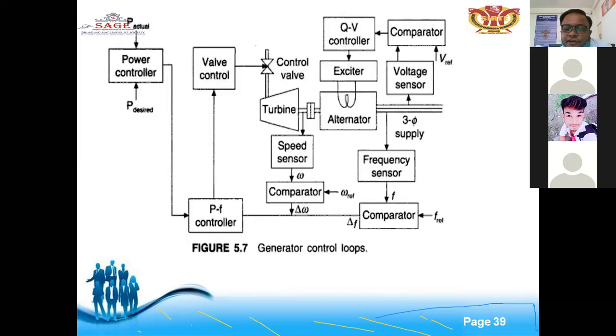This is the generator control loops diagram, where the power controller, valve control, PF controller, control valve, turbine, speed sensor, comparators, QV controller, exciter, alternator, comparator, voltage sensor, and frequency sensor are installed. This is the line diagram where they are connected to each other, showing the working directly.